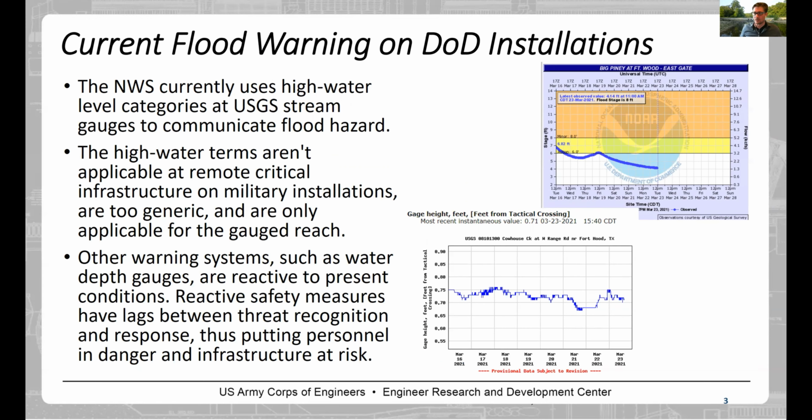There are several military installations that have an extensive network of gauges to provide reactive warning. What I mean by reactive is they only provide a warning for a flood that is currently happening, not a forecast of that flood. And this can result in a lag between the threat recognition. The threat recognition is, oh, look, there's a flood, but the response time to react to that flood might be too late because that flood has already started.